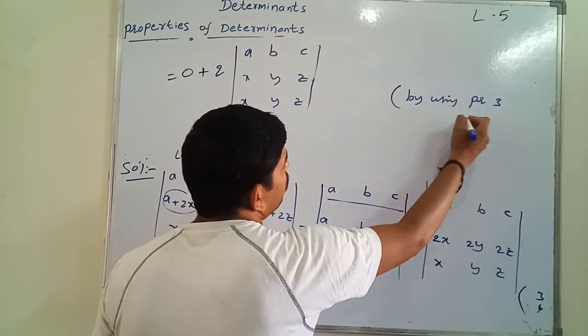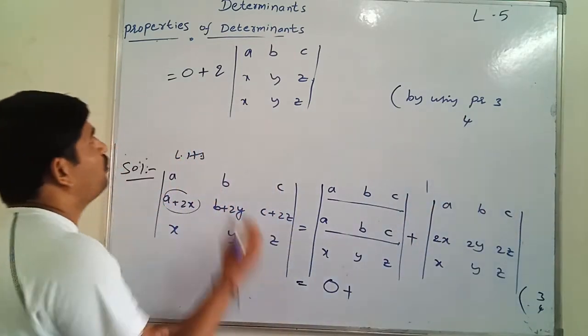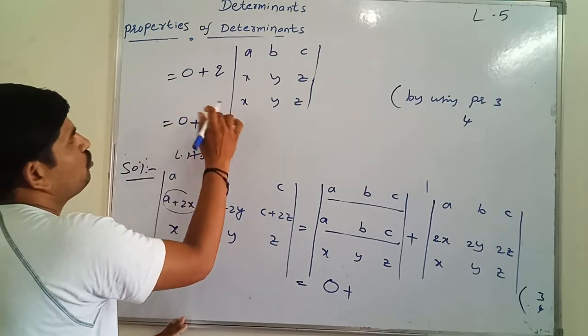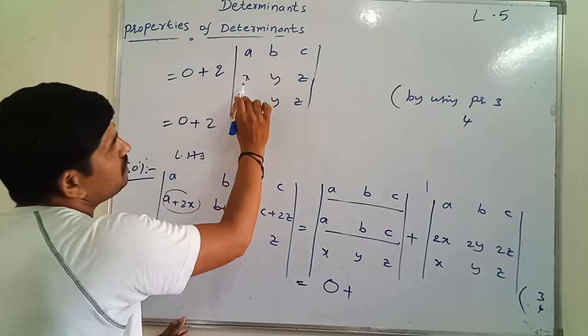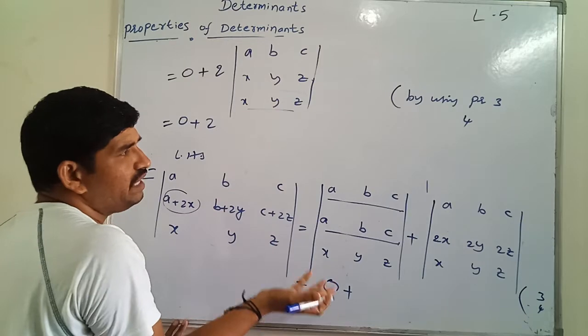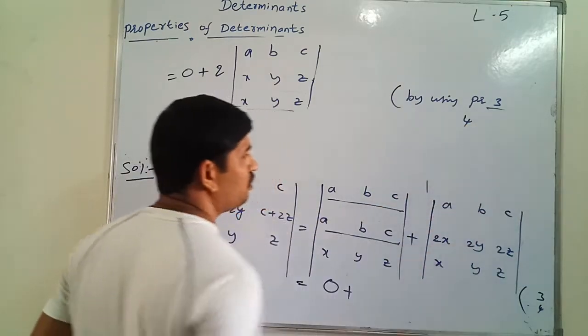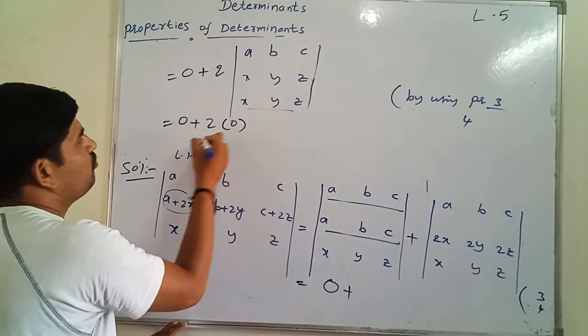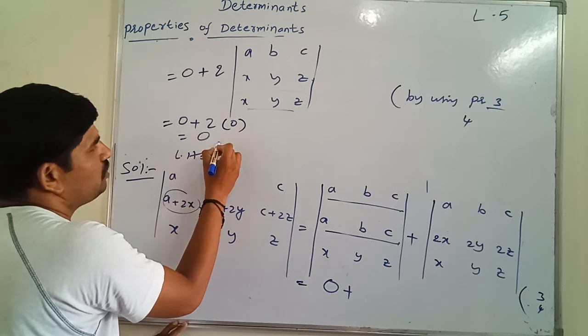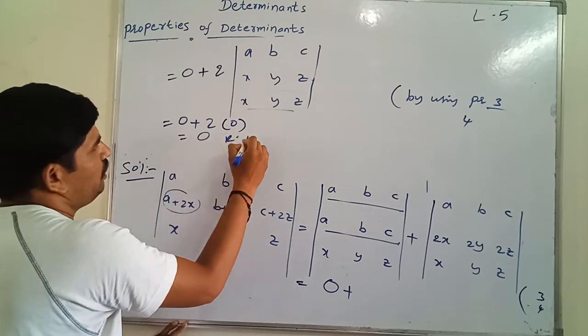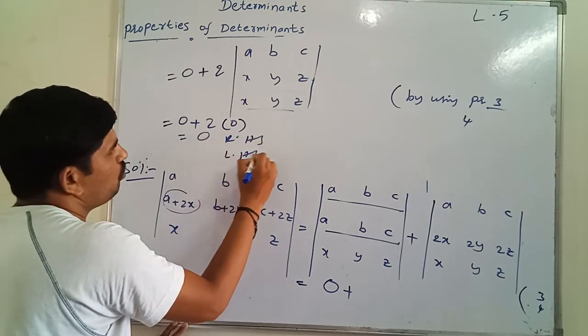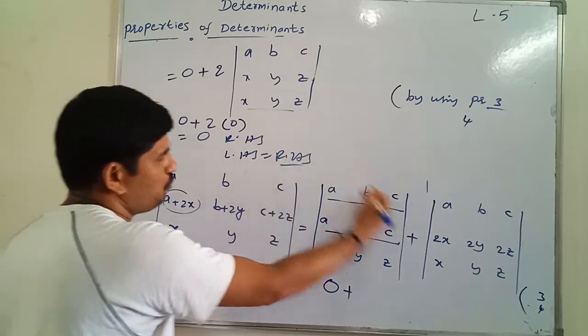We are using the fourth property here. Next, plus 2 into this total part, where the second row and third row are identical. We are using the third property again, so this determinant is 0. Finally we got 0. This is nothing but the RHS. We can say LHS is equal to RHS. Hence shown.